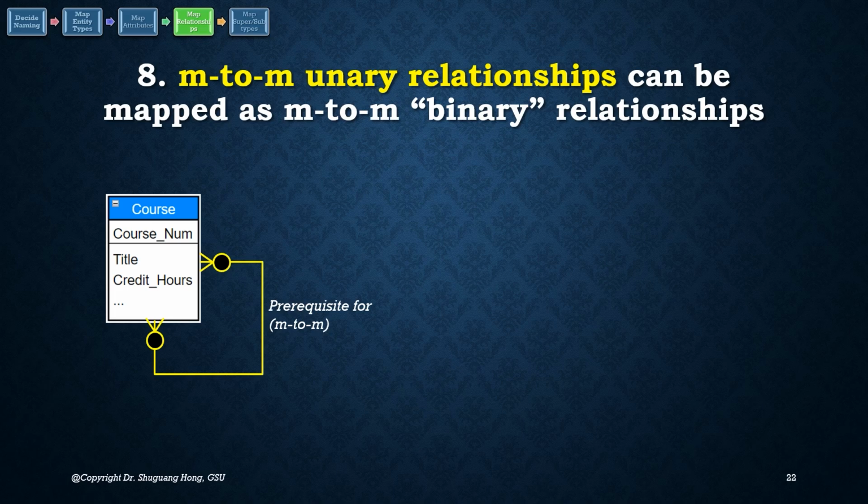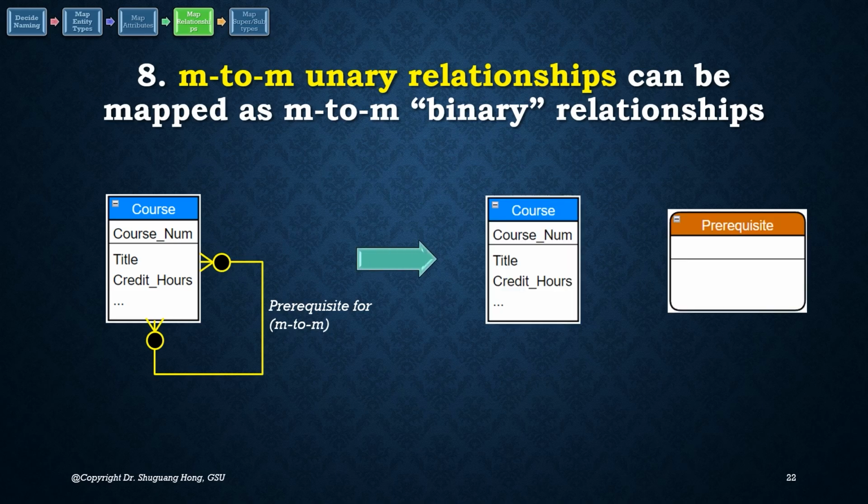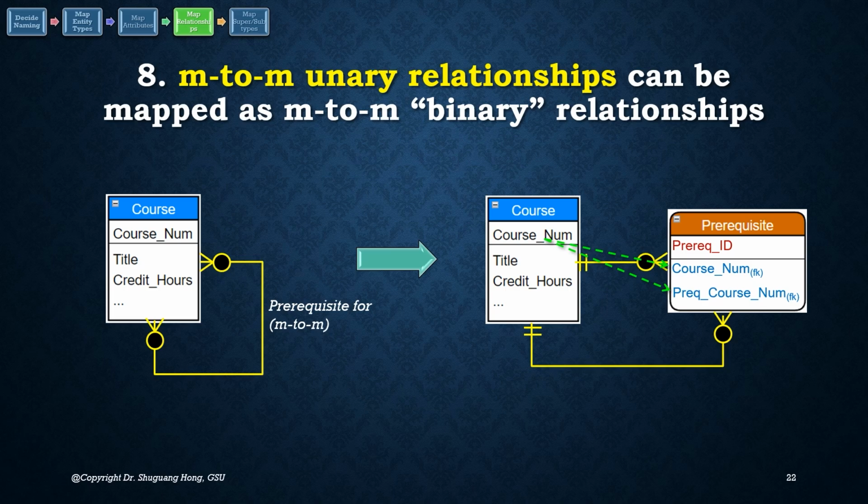Recall that we converted a binary many-to-many relationship to a new association entity type. We followed the same mapping rules to convert the unary relationship into the association entity type prerequisite and create the surrogate key prerequisite ID for the new entity type. Since both participants of the unary relationship are the same entity type, course, the primary key is inserted into the association entity type twice and one of the foreign keys is renamed to prerequisite course number. That is, those two foreign keys establish the relationship between a course and its prerequisite course. Finally, we created two one-to-many relationships to connect the new entity type to course, indicating the prerequisite relationship.